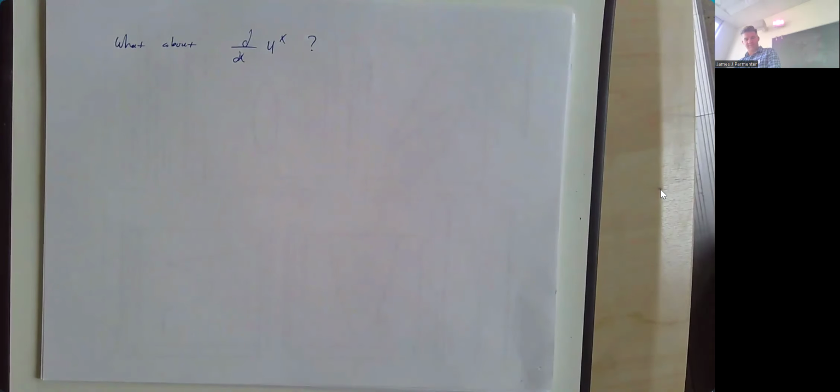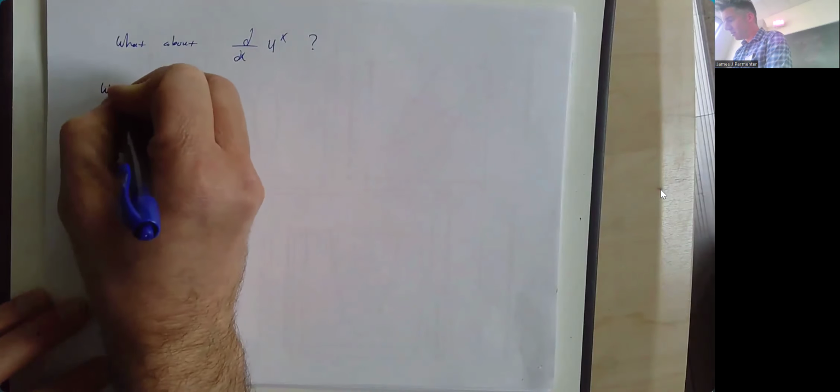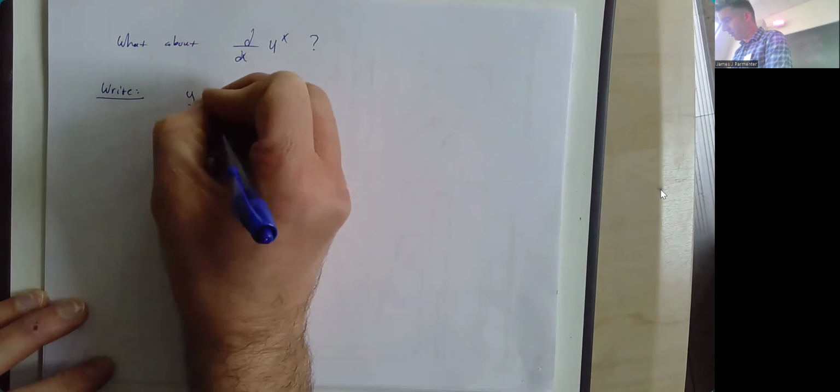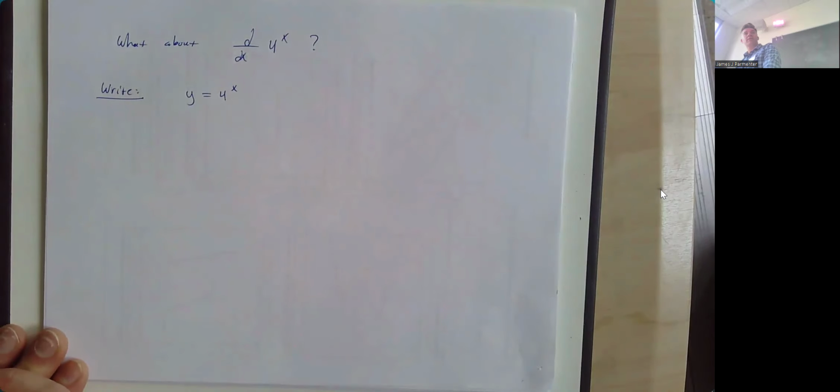I'll show you both ways. I'll show you the way I learned it, which I kind of am partial to, and I'll show you the other way that sometimes people talk about it. So one way of doing this is to write y equal to 4 to the x. And then we're going to find the derivative of y by taking the natural log of both sides.